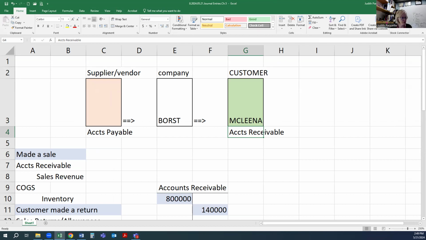So I want you guys to do something for me. In the chat, I want you to tell me, how do you know whether the company, in this case the company name is Borst, is going to give the customer a discount if they pay in 10 days or pay in 15 days? How do you know in your homework problems? You go ahead and put it in the chat. So just take a minute and tell me how.